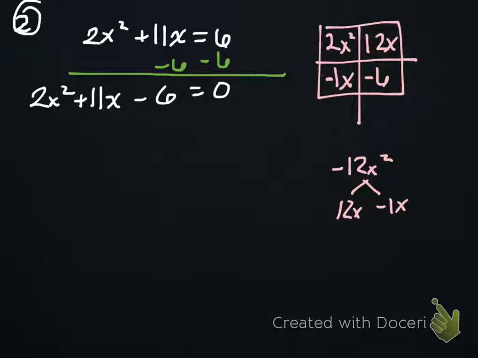So in my first row, what number divides into both those two terms? 2 and 12. What number divides into both 2 and 12? 2. Is there an x in both terms? Yes. In the next row, what number divides into both 1 and 6? Negative 1. It needs to be negative 1 because of why? Because the first one's negative.